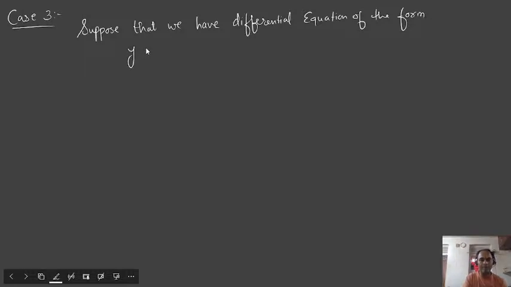Suppose that we have a differential equation of the form y multiplied by f of xy dx plus x multiplied by g of xy dy equals 0. These can be any functions.